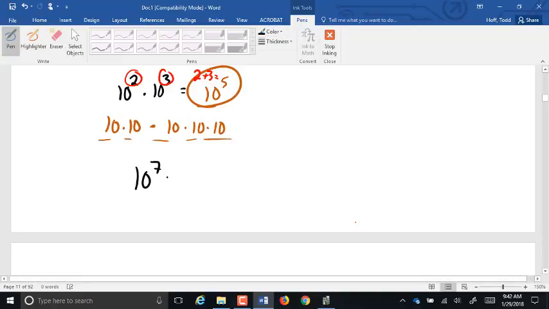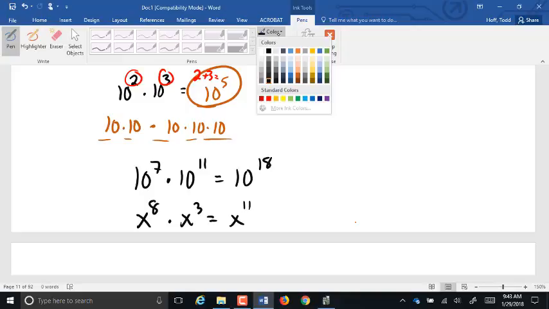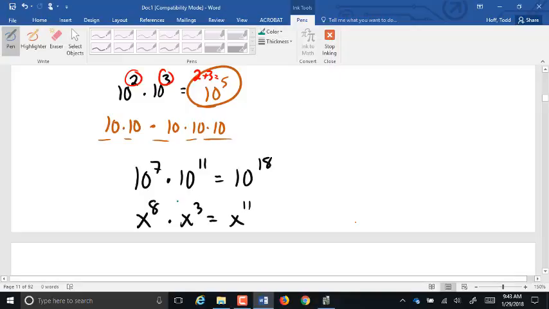So 10 to the 7th times 10 to the 11th would be 10 to the 18th. Good. 7 plus 11 would be 18. It applies to variables too. X to the 8th times x to the 3rd is going to be x to the 11th. Now it requires us within these exponents to look at the two pieces.